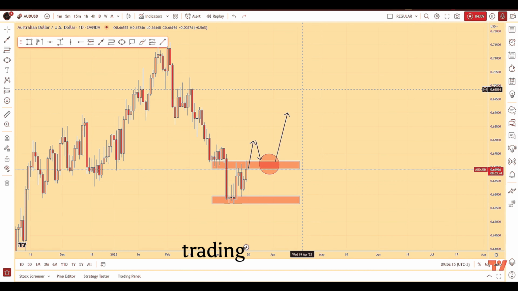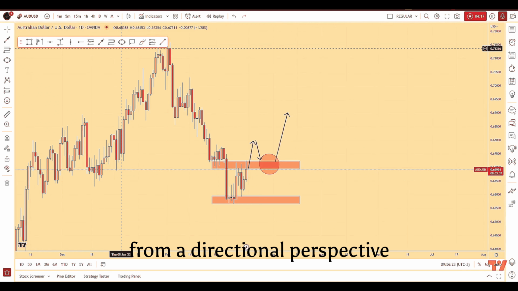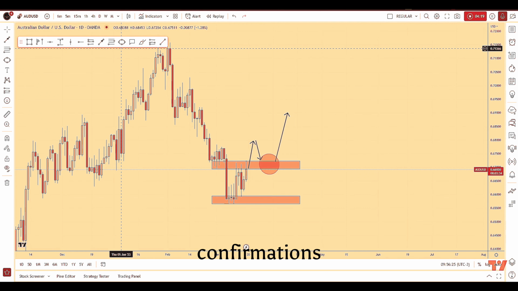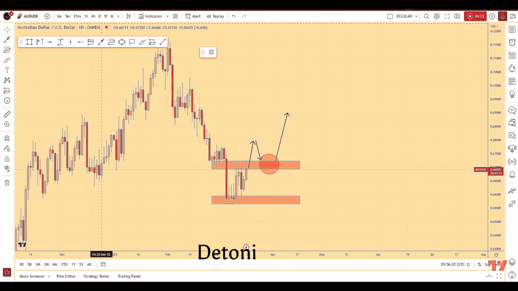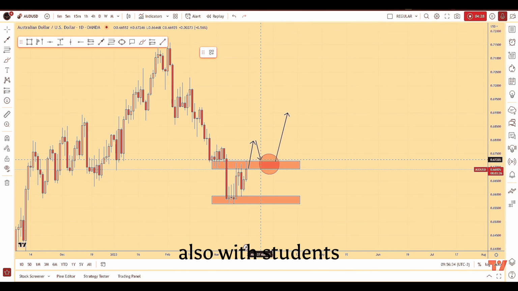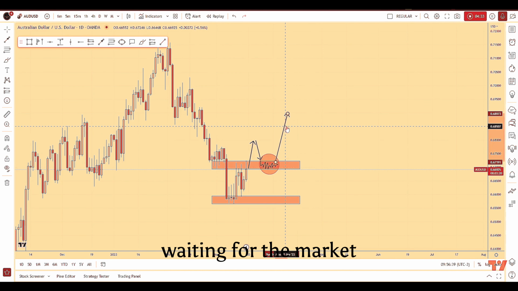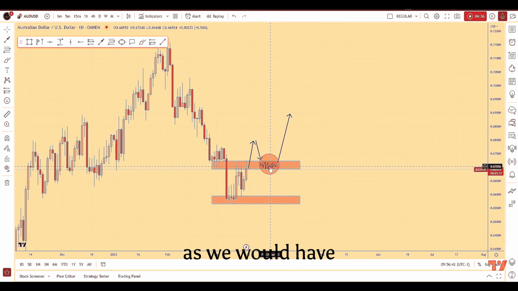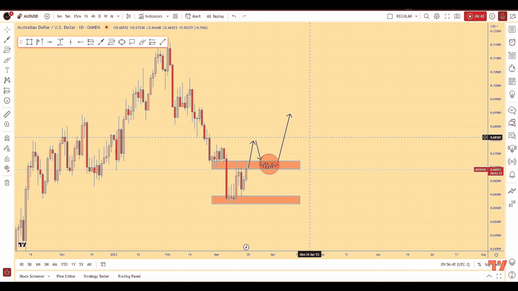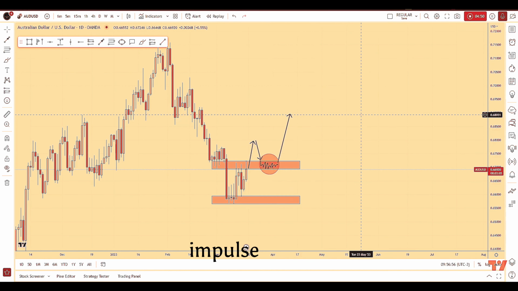Now, as usual, trading is reactive and not predictive. The monthly, weekly and daily, those are the best time frames from a directional perspective. However, when it comes to confirmations and entries, the best time frames are the intraday time frames, so 4 hour and lower. Therefore, what we could be doing, potentially also with students, is monitoring price action from an intraday perspective during this move to the downside, waiting for the market to shift from an intraday bearish market as we would have to an intraday bullish market. And if the market would shift from an intraday bearish to bullish market and provide to us one of our valid entries, at that point we could be looking for a potential rejection to the upside for the market to complete this impulse correction and impulse pattern to the upside.